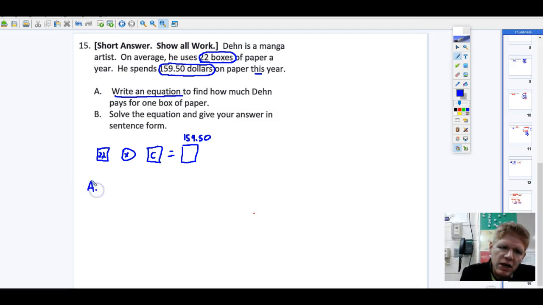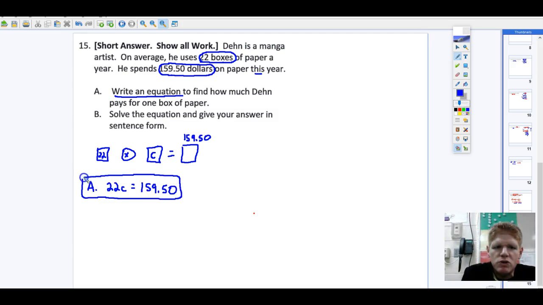So we'll put the letter A here, and we will say 22C is equal to $159.50. And that is our answer for part A. No need to write a sentence there because you're just writing an equation. All right, part B. Part B says solve the equation. That means we're going to write it out again. So we'll put our letter B underneath here, and write our equation over here.